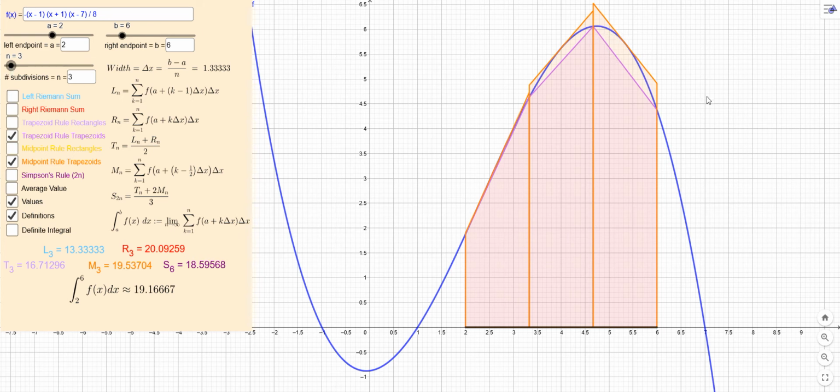Both the trapezoid rule and the midpoint rule are essentially approximating the function with a line segment. The tangent line segment is what we're using at the midpoint for the midpoint rule, and the secant line segment at both ends of the interval is what we're using for the trapezoid rule. So if the function were linear on each of these pieces, both the trapezoid rule and the midpoint rule would be the same, and they would perfectly estimate the integral on that interval.